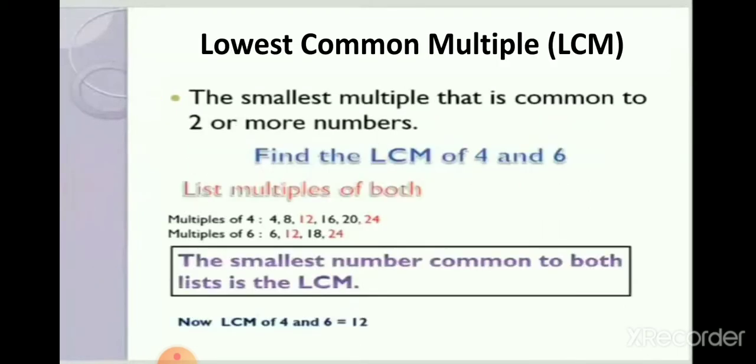Now, here we are going to find the LCM of 4 and 6. This is the simplest method. We will just list down the multiples of 4. You can get an infinite number of multiples, so let us write them: 4, 8, 12, 16, 20, 24. Multiples of 6 are 6, 12, 18 and 24. As the name suggests, least common multiple, so you will see the smallest number common to both lists is the LCM. The smallest number is 12. So 12 will be our LCM.